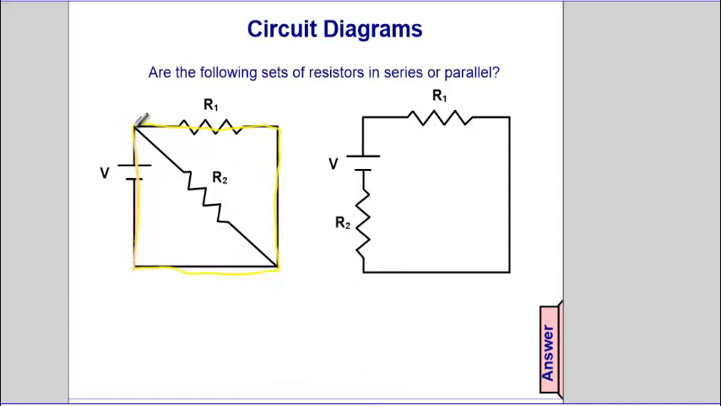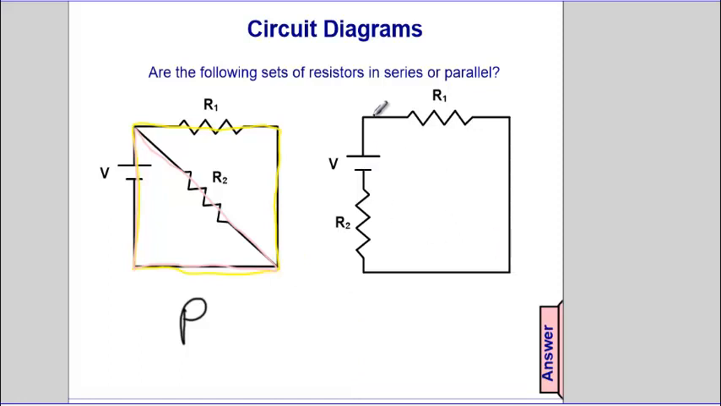I'll come up through the battery, down through this resistor, and back home. So there's another path. Is that a series or a parallel circuit? Think about that. Multiple paths, parallel.